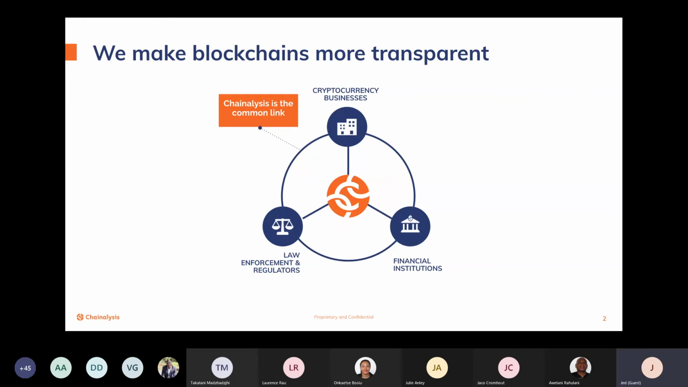The other area that we work in is with financial institutions. We're seeing more and more financial institutions looking to get involved in the cryptocurrency space, looking to provide services to cryptocurrency businesses. So very similar to a regulatory outlook, they want to understand the risks associated with cryptocurrency businesses that they're looking to provide fiat services to, essentially.